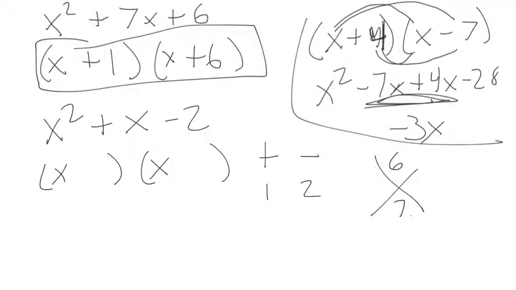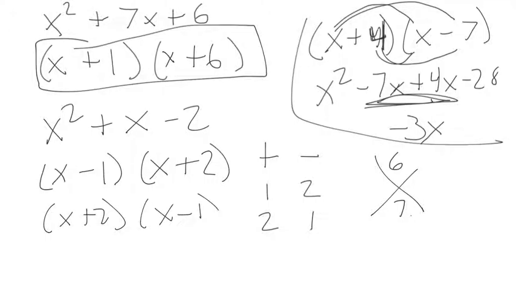Now, if I had a positive 1 and a negative 2, 1 times negative 2 would give you the negative 2. But would that add to give you a positive 1? No. So I would have to switch this and make it a positive 2 and a negative 1. Now, does it really matter which one I make negative and positive here? No, but I do have to make the 1 a negative and the 2 a positive like that. But it doesn't matter whether I write this as x plus 2, x minus 1, is it any different?